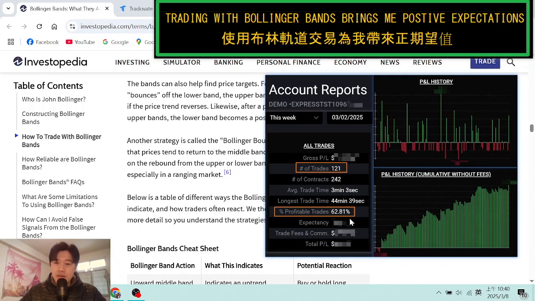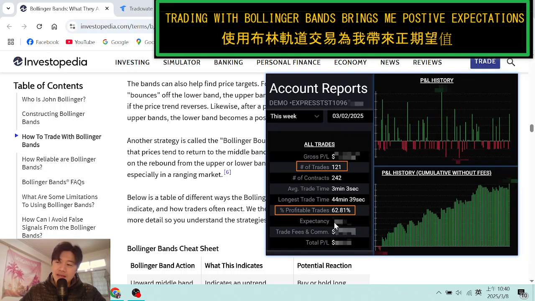For the past, a lot of strategies I used before only brought me around 30% to 40%, 45%, which is enough if the reward to risk ratio is big enough, but the winning rate is still not enough to give me enough confidence to trade every time.